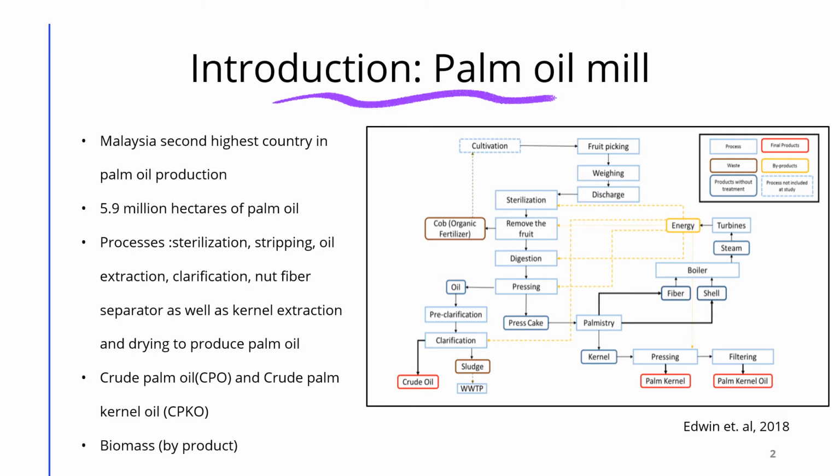After the purification, the crude palm oil and crude palm kernel oil were transferred into the storage. This shows that the main products in the palm oil mills are crude palm oil and crude palm kernel oil. And then the byproduct is biomass products which are fiber and shell.